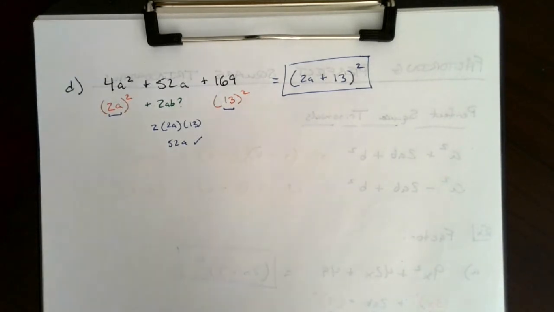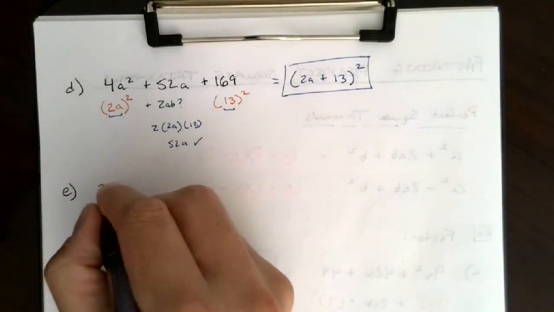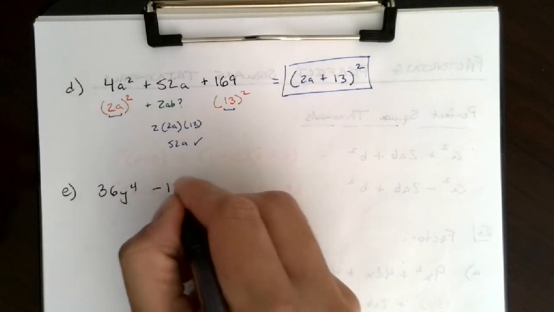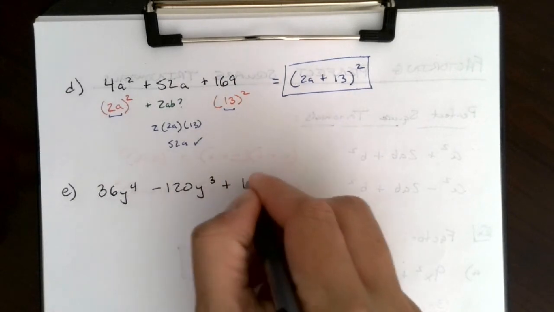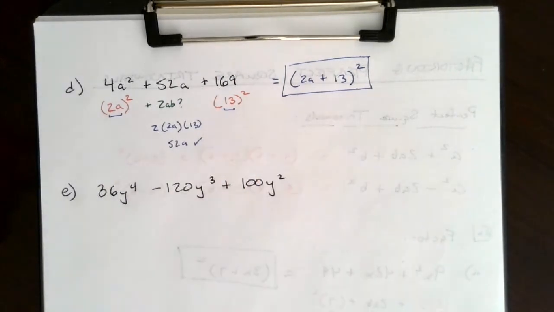And we'll look at one more. If I said to factor 36y to the fourth minus 120y to the third power plus 100y squared. And again, you might want to pause the video for yourself here. Just try it out.